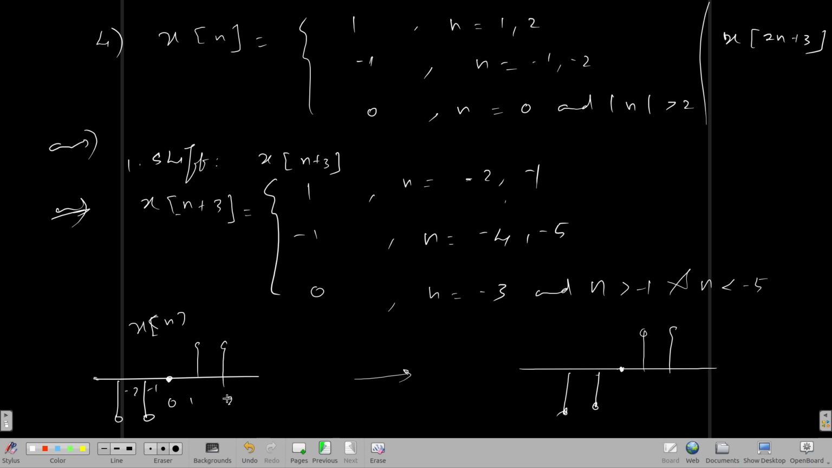So +2 will become -1. This will be -2, -3, -4 and -5. So 0, 1, like that. -6. So this is in alignment with what we did without using the image, right? So both ways you can do. So this is the shifting part. We are done with the shifting part.